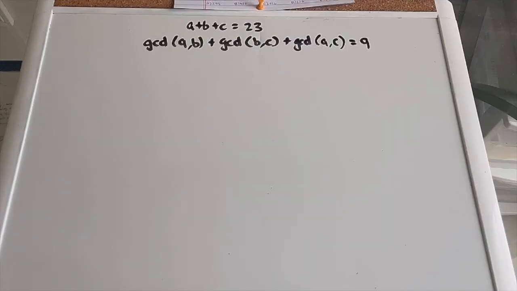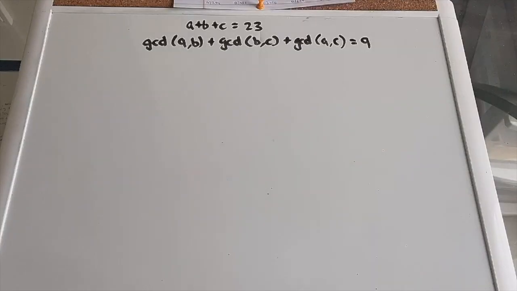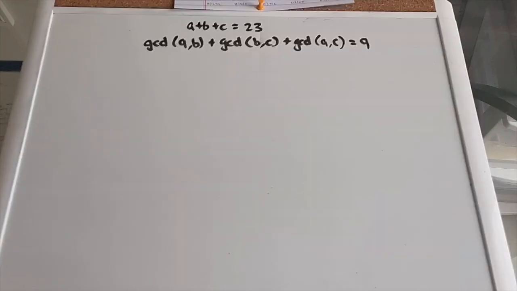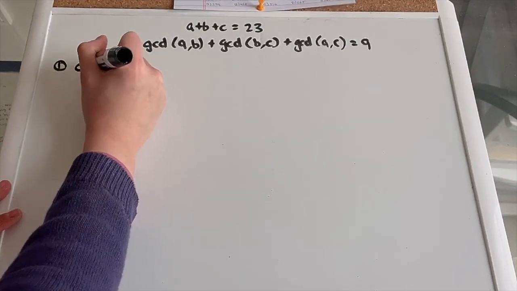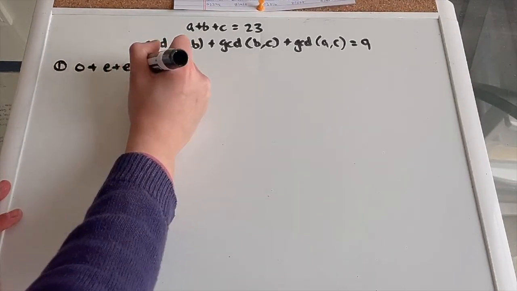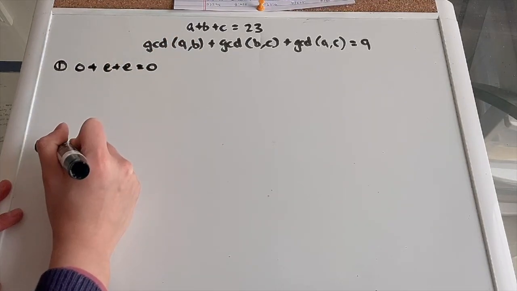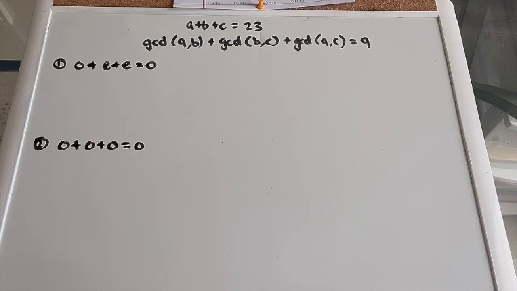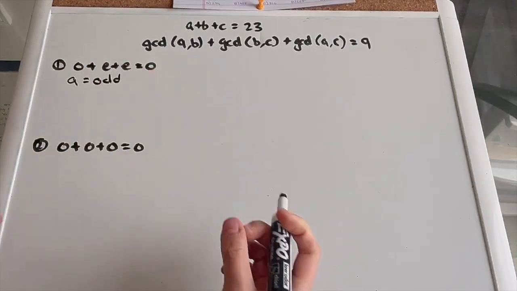So first notice that these two numbers are all odd numbers. So the ways that A plus B plus C, three numbers added up to be odd, there are two possibilities. The first possibility is an odd number plus two even numbers. And then the second possibility is three odd numbers. For the first one, let's let A be odd and B and C be even.